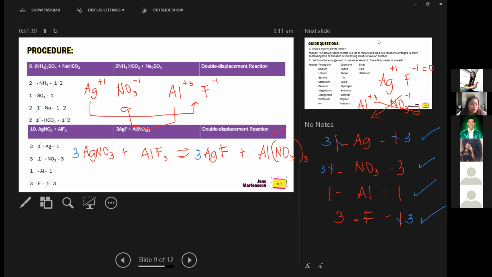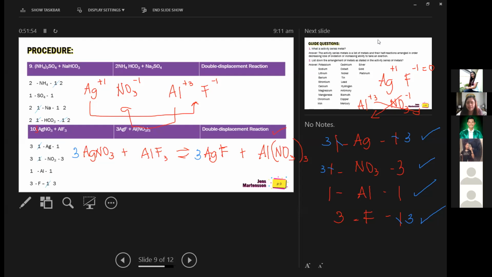So yes, tama yung oops, kulang. Kulang ang answer ng reporter. Kulang siya ng 3 dito. But anyway, the rest is correct. 3 molecules of silver nitrate plus aluminum fluoride yielding 3 molecules of silver fluoride and 1 molecule of aluminum nitrate. So I think that's the end.